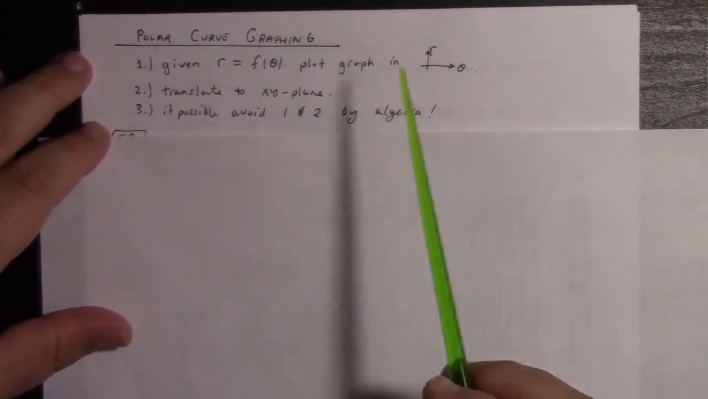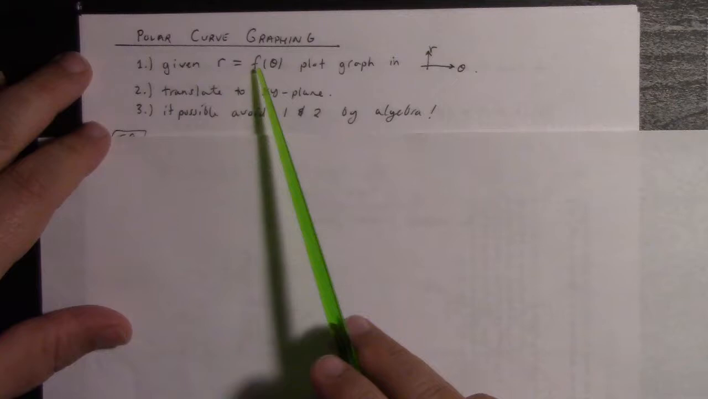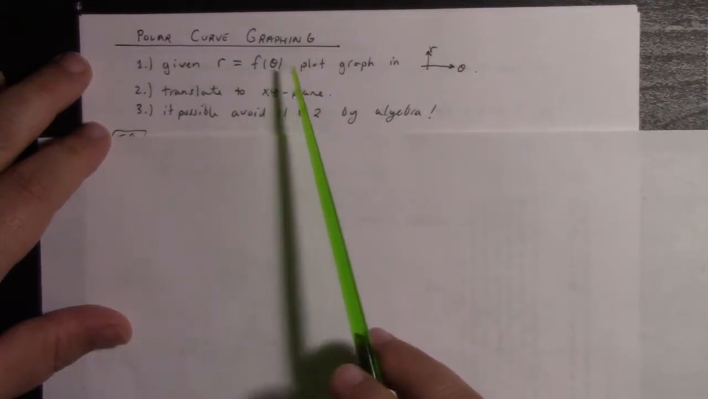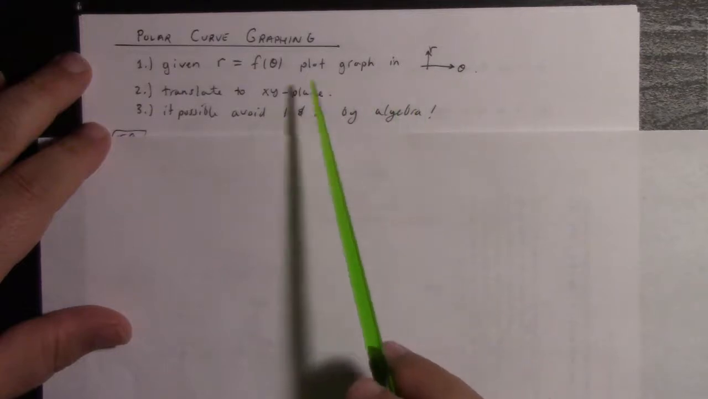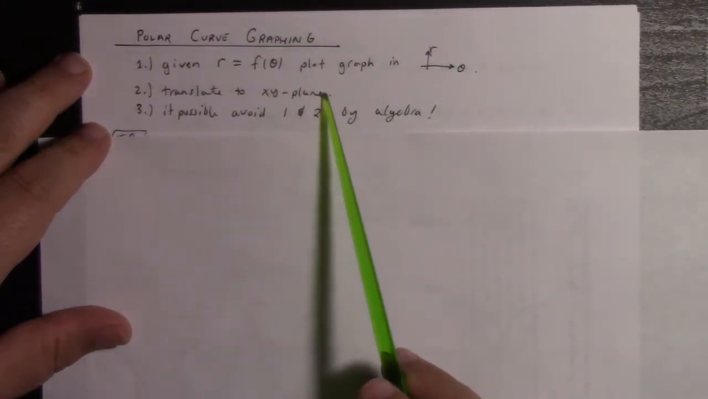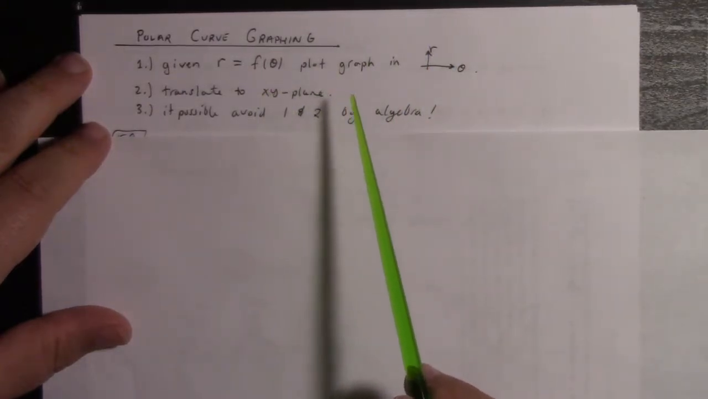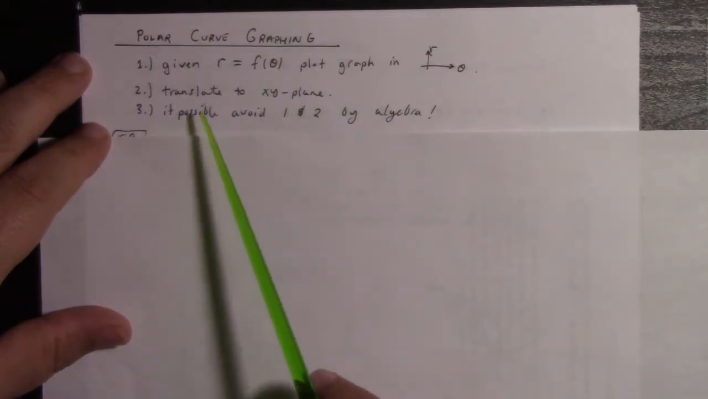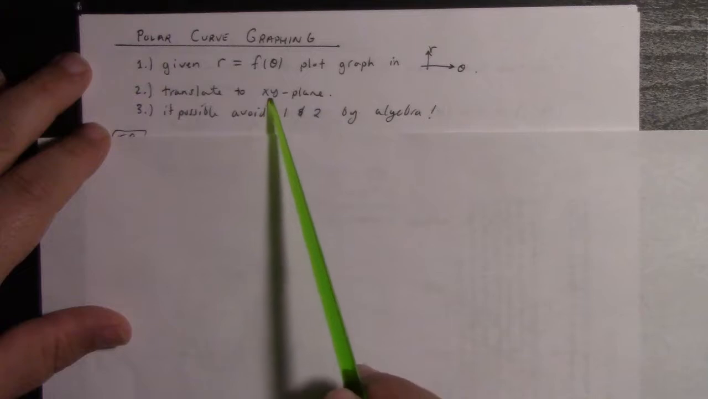Next topic here is polar curve graphing. There are a couple of different approaches in here. One is, if you're given r equals f of theta, you plot r versus theta, and then you translate this to the xy plane using the geometric meaning of polar coordinates. Or, step 3, if it's possible to avoid 1 and 2 by algebra, then do that.